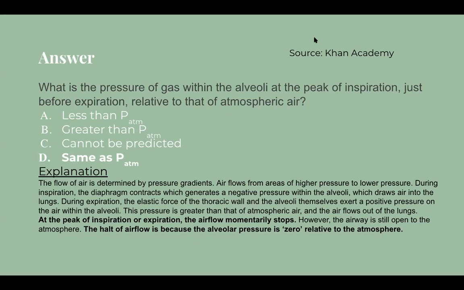The pressure at the alveoli would be less than the pressure of the atmosphere during all other periods of inspiration, but not at its peak. And the pressure in the alveoli would be greater than the atmospheric pressure during exhalation. So anytime the pressure is greater in the alveoli, you're going to expire air until the pressure equals that of the atmosphere.